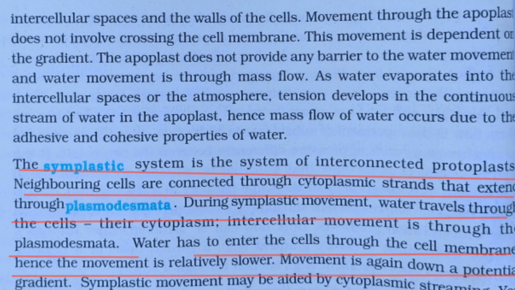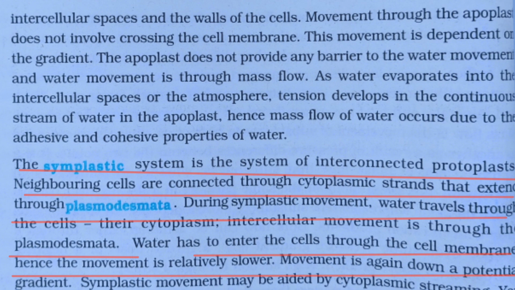Then the symplastic system is the system of interconnected protoplasts. Neighboring cells are connected through cytoplasmic strands that extend through plasmodesmata. During symplastic movement, water travels through the cells. This is very important. In this, there is a membrane crossing system. The intracellular movement is through the plasmodesmata. Water has to enter the cells through the cell membrane, hence the movement is relatively slower.